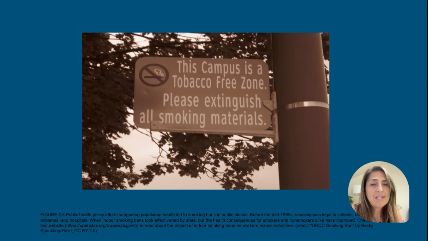Here, what you're looking at in this figure is public health policy efforts. Supporting population health can lead to smoking bans in public places. Please look at the difference between this on a national, state, and city level, as well as the difference globally. Before the mid-1990s, smoking was legal in schools, restaurants, airplanes, and hospitals. When indoor smoking bans took effect, it varied by state, but we saw health consequences in both smokers and non-smokers.